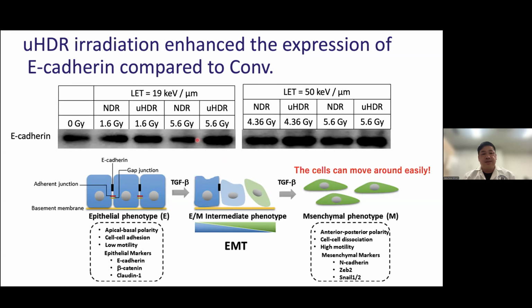The Western blotting result shows the protein level. For example, the black bar is the protein, and you can see that at the normal dose rate of 5.6 gray, the bar is this size here, while with ultra-high dose rate irradiation the bar is bigger, because expression of E-cadherin is enhanced.